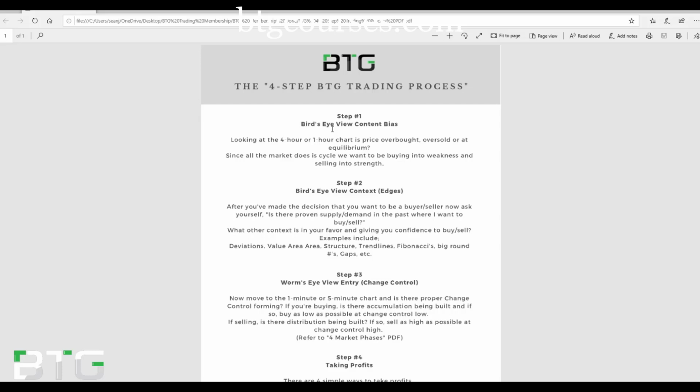And so step number one, bird's eye view content. It's very simply just using some free indicators and looking at a 4-hour or 1-hour chart. We're just asking ourselves, is price overbought, oversold, or equilibrium? This is a very important statement. It says, since all the market does is cycle, we want to be buying into weakness and selling into strength.